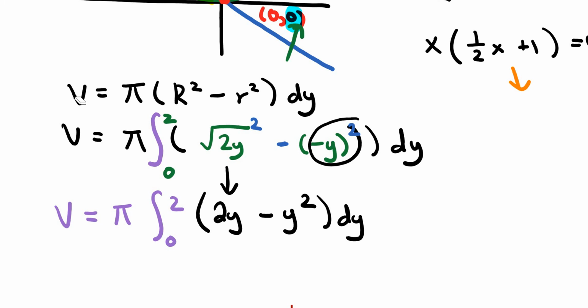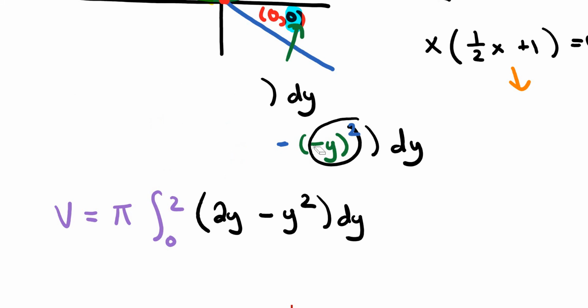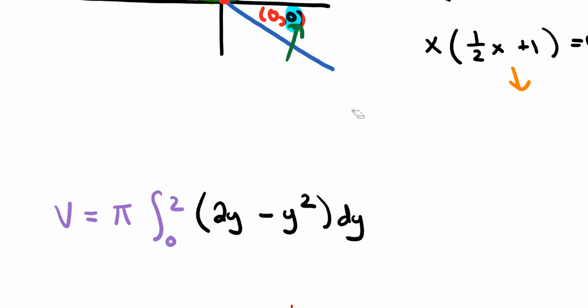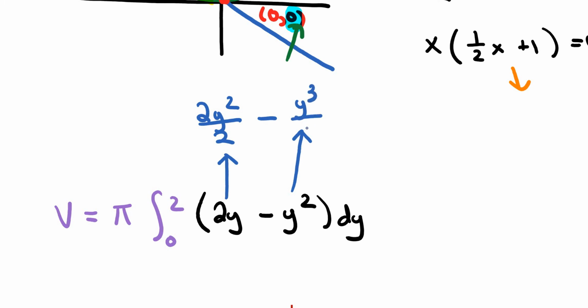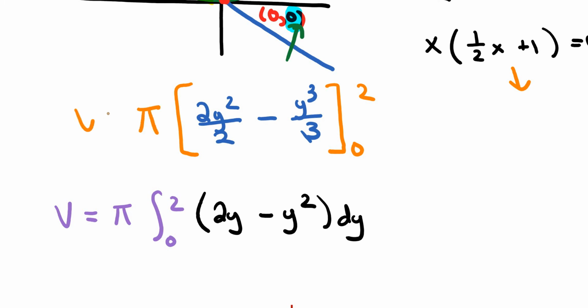Okay, so now I'm actually ready to erase all this and start taking the antiderivative. I might have to go from the bottom to the top here. So the antiderivative of 2y is going to be 2y squared divided by 2 minus, and then the antiderivative of y squared is going to be y cubed divided by 3. And then I'm going to put that all in a bracket, and then I'm going to go from 0 to 2 with the pi in front, and volume equals that.